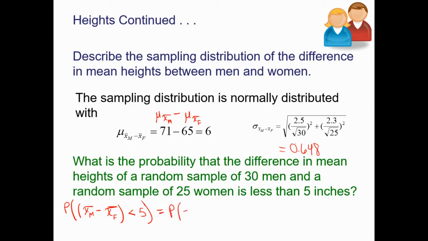The probability that Z is less than 5 minus 6 divided by 0.648. And since we're going to need to look this up in our Z table, let's do it to two decimal places, please. Why the 6? Because that's our mean up here. We're kind of going for a second back to just old school calculating z-scores.